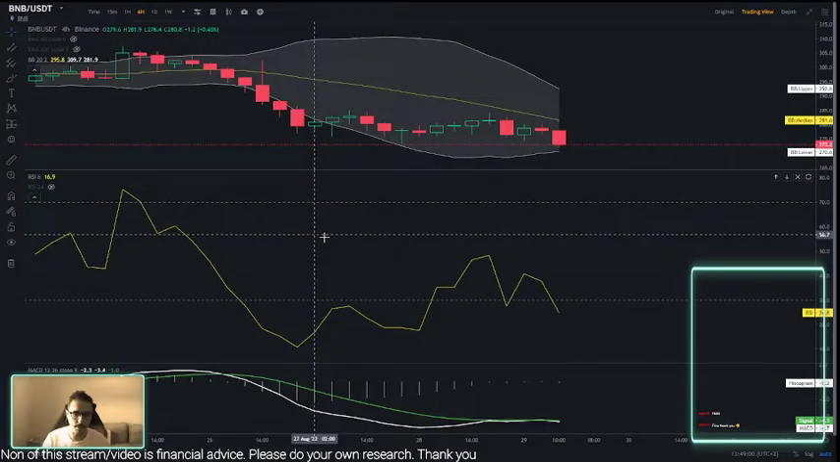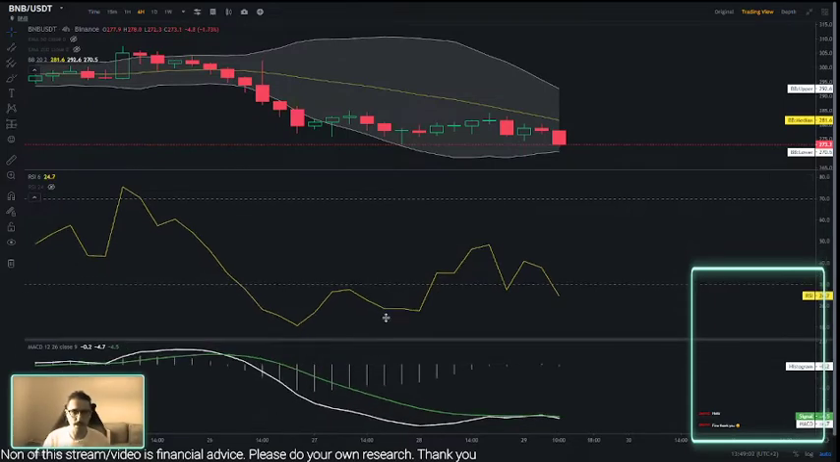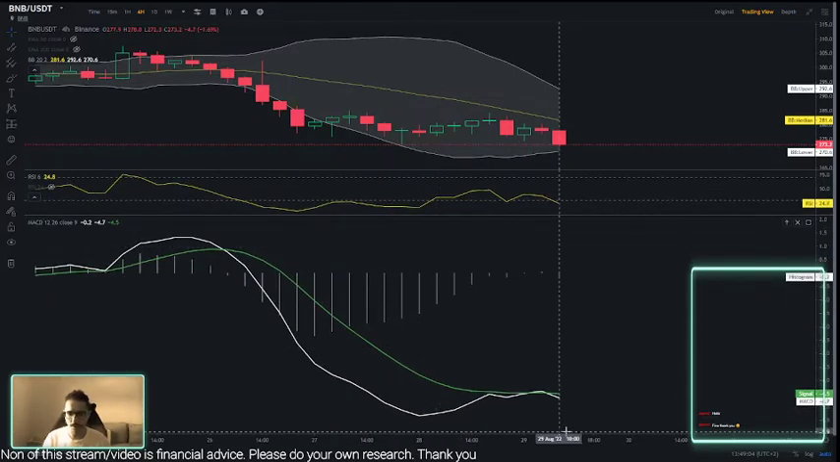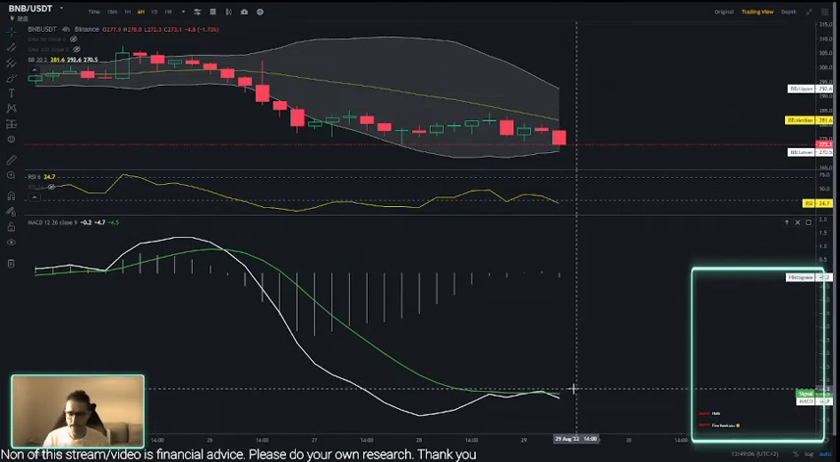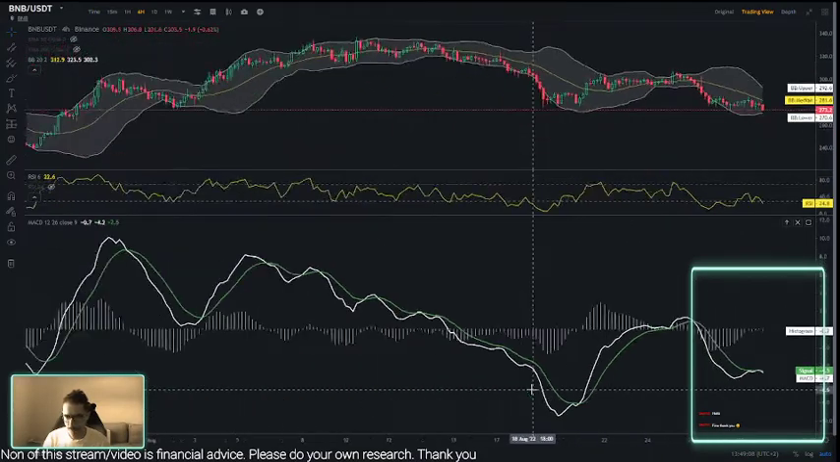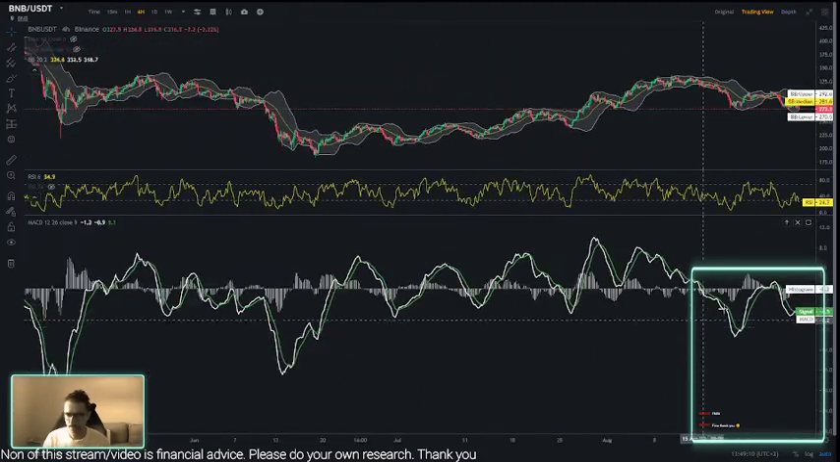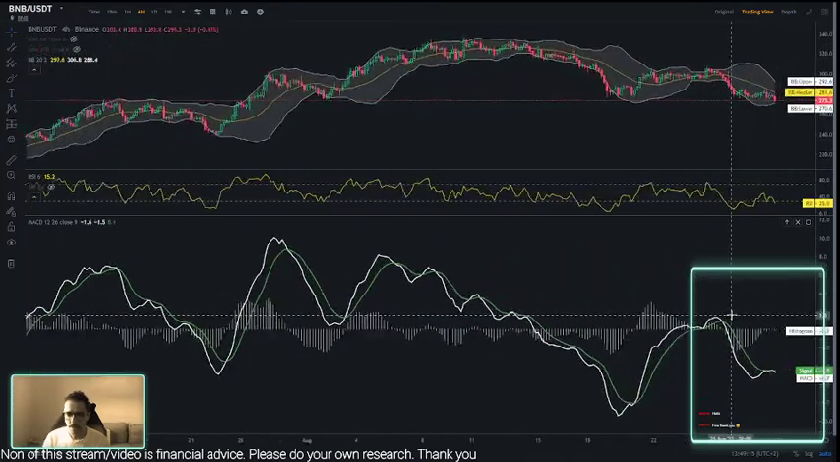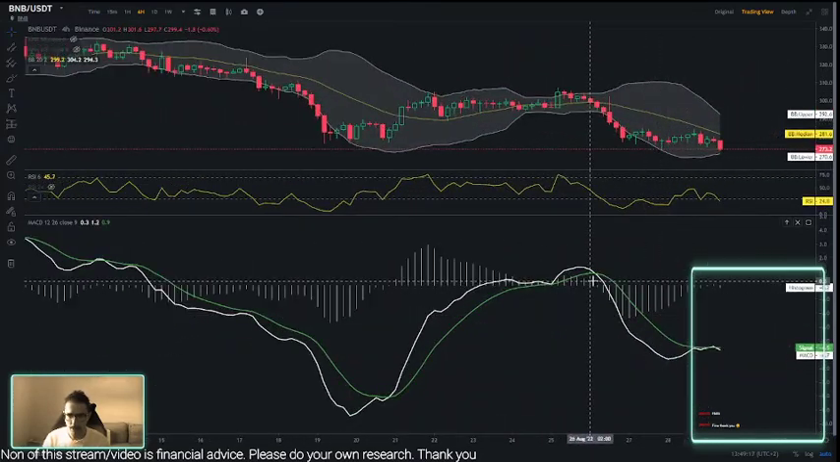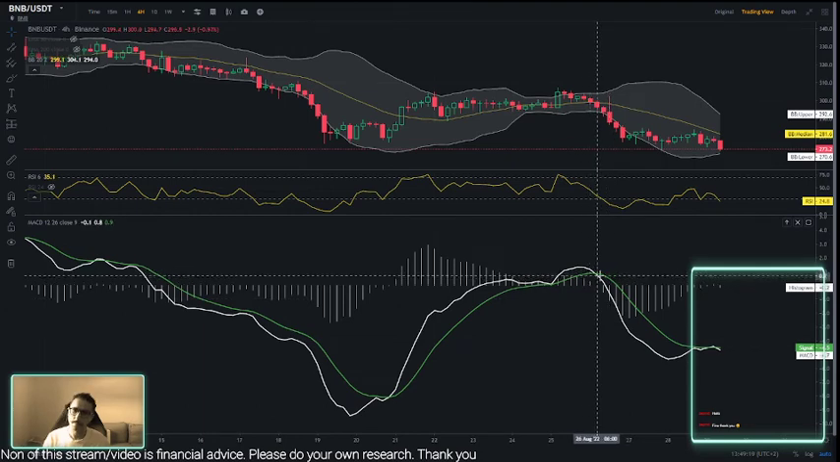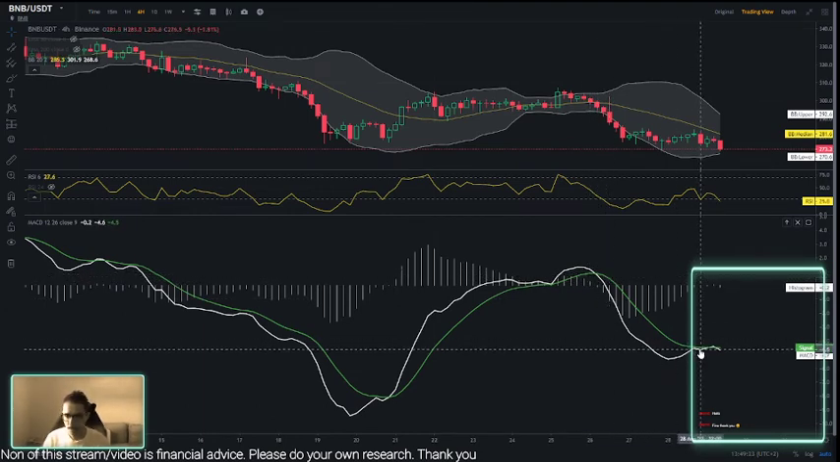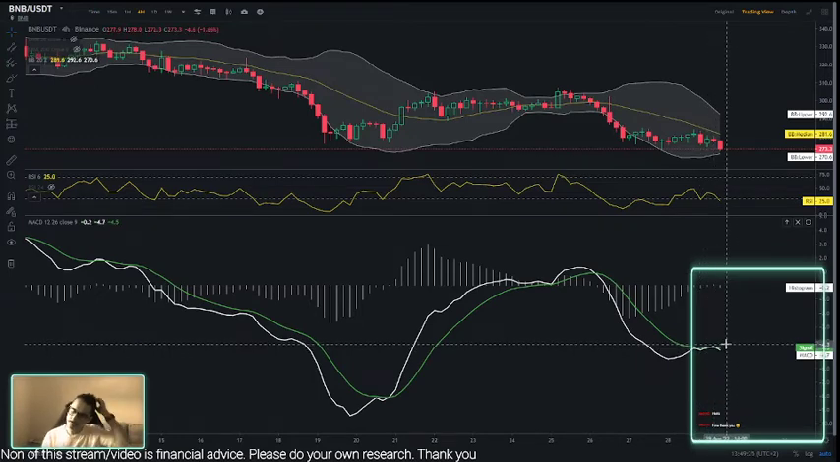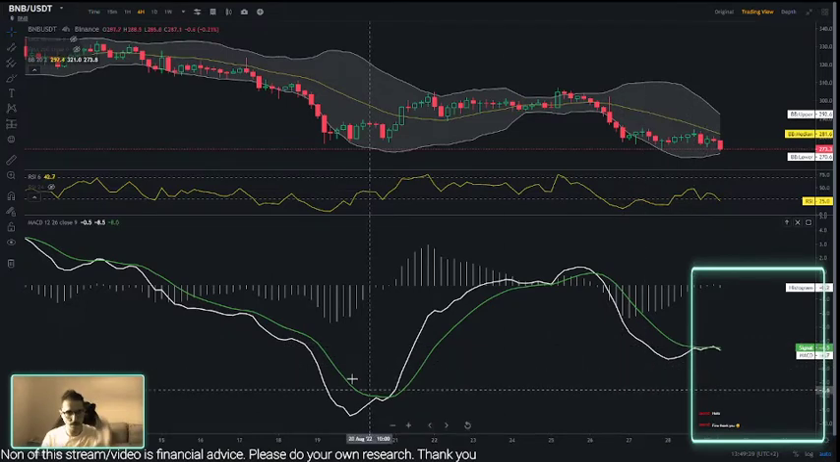Now MACD, what are you telling us? So we are definitely in negative territory. Let's zoom out, yes, but at the top of negative territory here. What are we seeing here? We had some bullish trend forming here, which is stabilizing. So hard to tell which way this is gonna go.